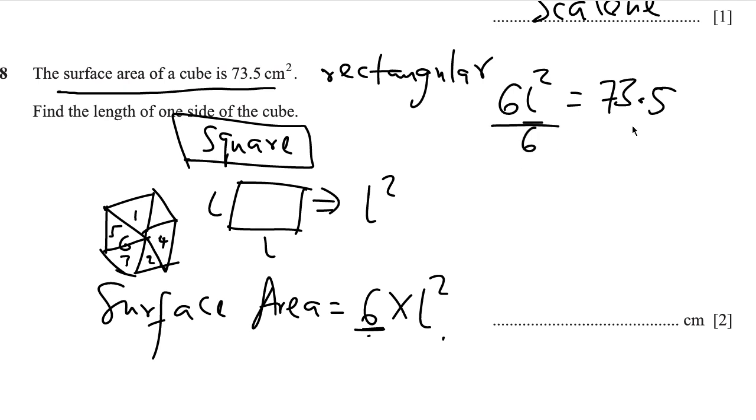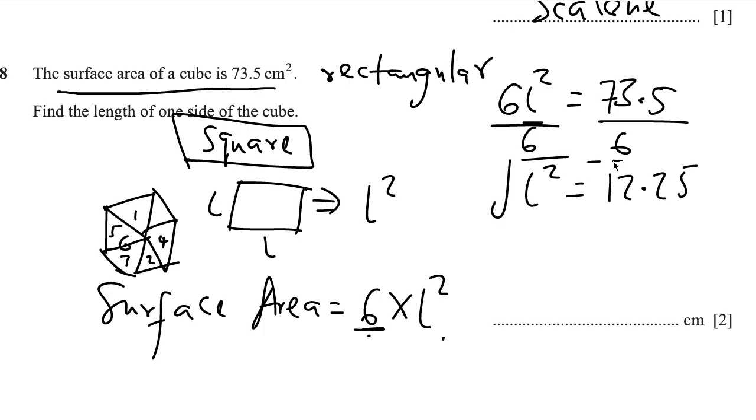So if we divide through by 6, L squared is equal to 73.5 divided by 6, which is 12.25. So now to get a value of L, we find the square root of both sides, right? And then the square root of L squared is L. The square root of 12.25 is 3.5. So that implies that the length of one side of the cube is 3.5 cm.